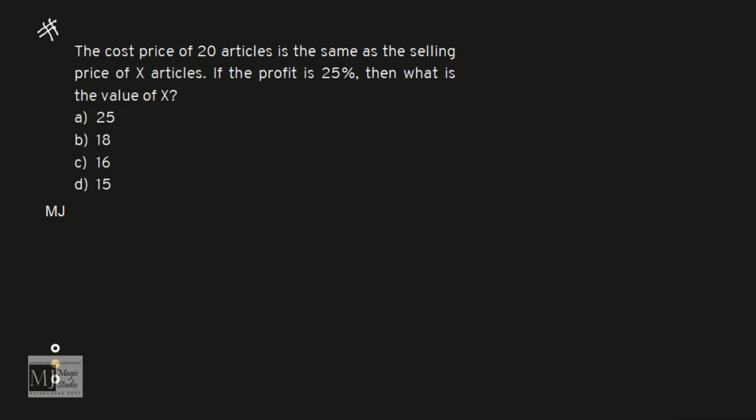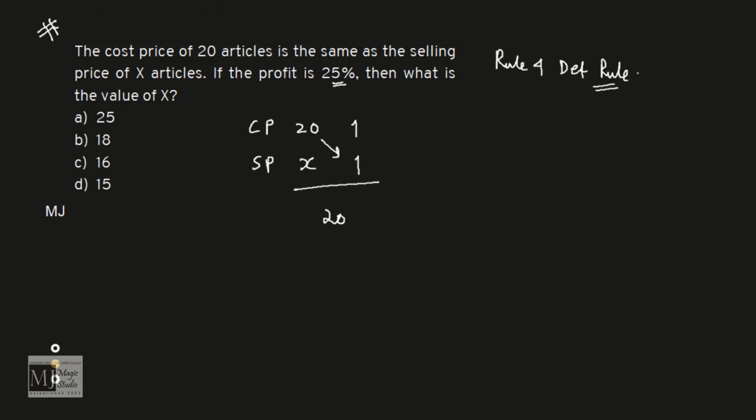Yes, as you can see, this is again an example of rule 4, our debt rule, and this time I would be calculating straight away with the debt rule. The cost price of 20 articles is the same as the selling price of X articles. Let us take this as 1 to ease our calculation. If the profit is 25%, we know the drill. It is (20 minus X) by X into 100 is equal to 25.